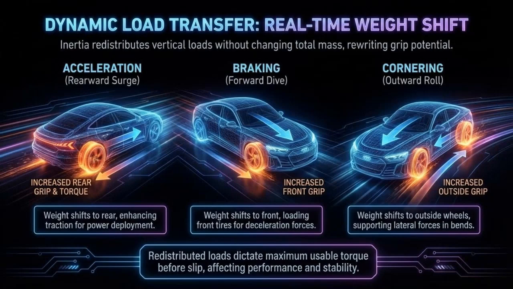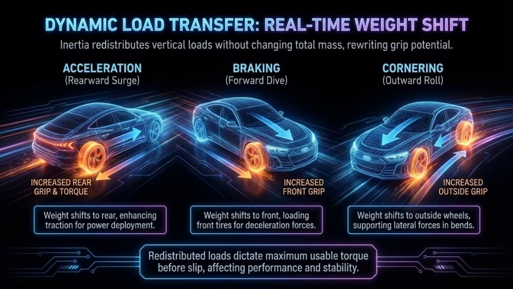Let us look into the relation between dynamic load transfer and the road grip. When an electric vehicle accelerates, brakes, or turns, inertia causes the vehicle's weight to shift front to rear or side to side. During acceleration, weight moves rearward. During braking, weight moves forward. During cornering, weight shifts outward toward the outside wheels.